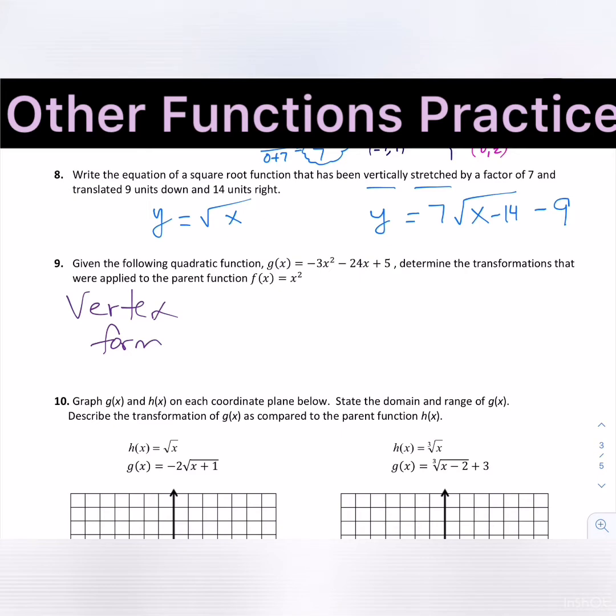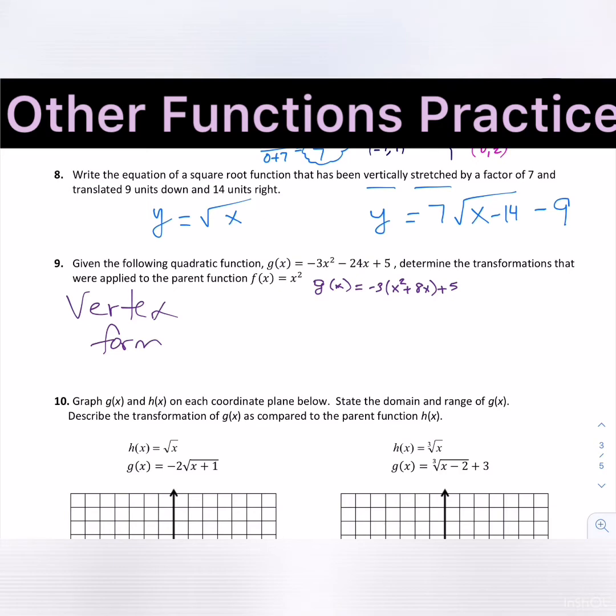First thing I want to do is take my g of x and factor out the negative 3. So that's going to be negative 3 times x squared plus 8x, and then the plus 5 is there. Notice all I've done was just take out a negative 3 of the first two terms. And if I distribute that, I end up with negative 3x squared minus 24x, so that's fine.